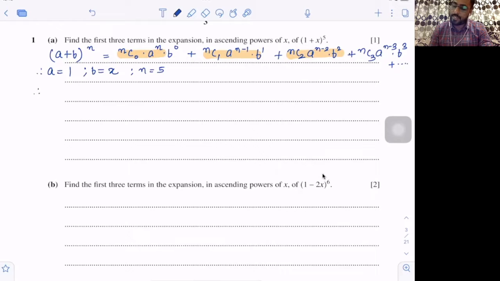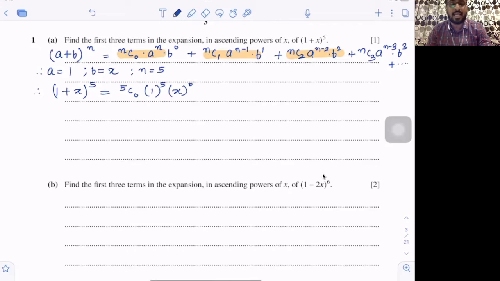So therefore, I can say 1 plus x whole to the power 5 becomes equal to, so the value of n is how much? The value of n is 5. So I write here 5C0 a. So the first term is a, that is 1 to the power n, which is 5. Then you have b. So b is what? It is x. So x raised to 0, right?